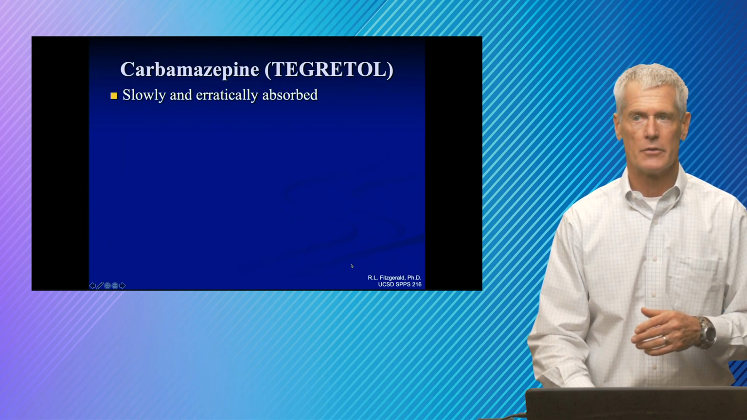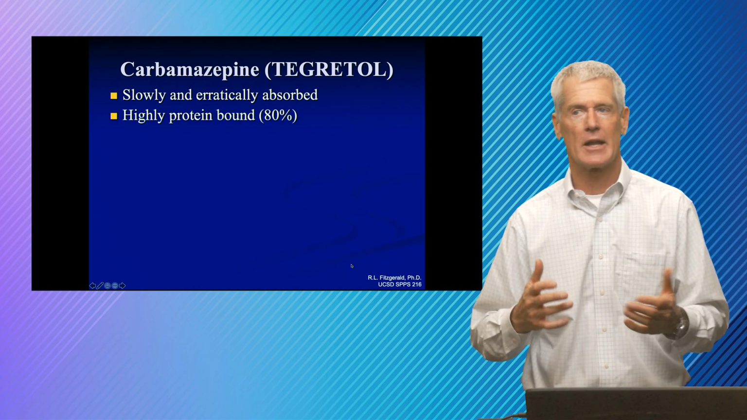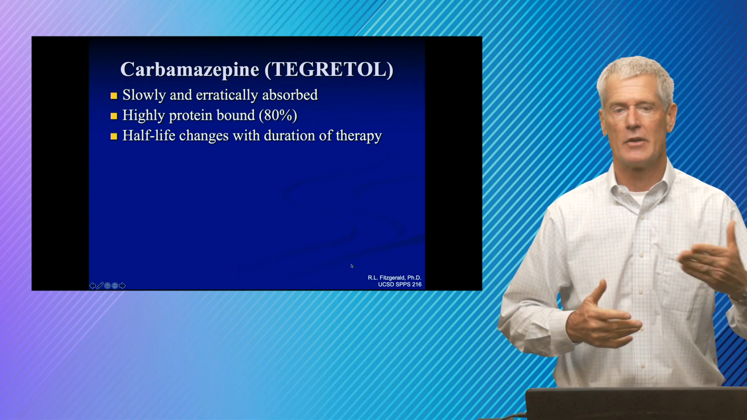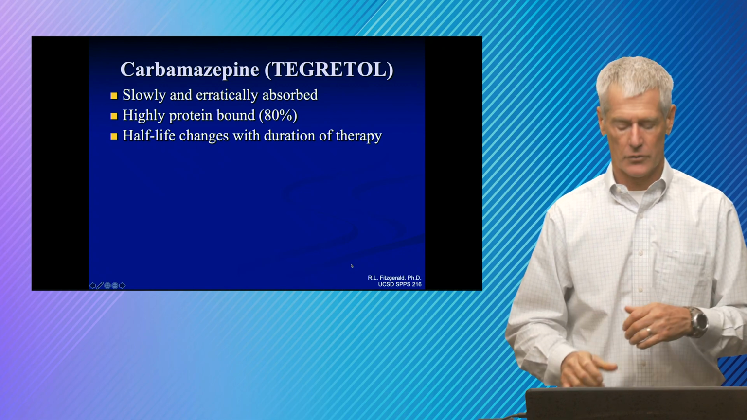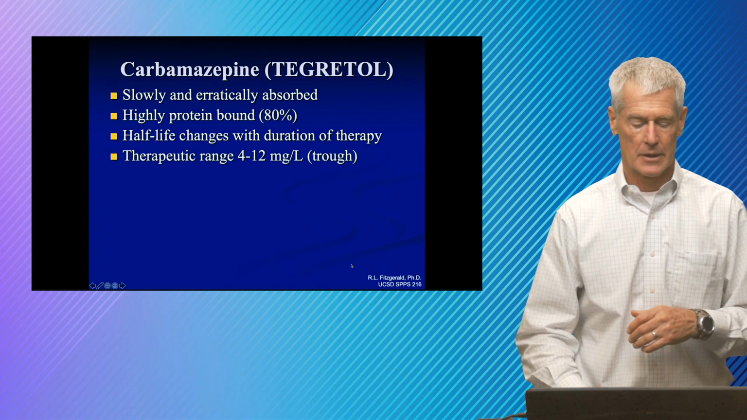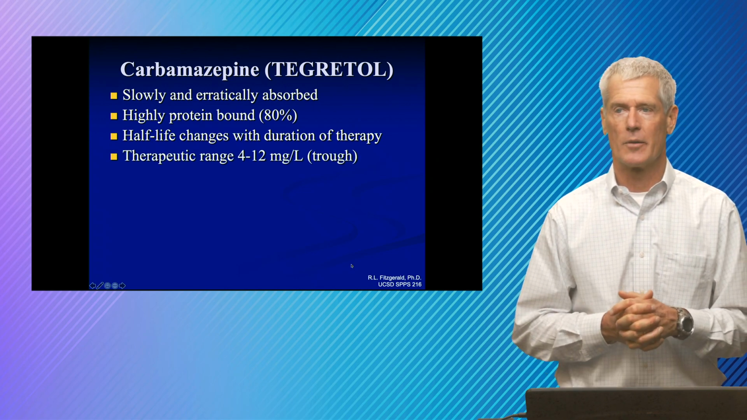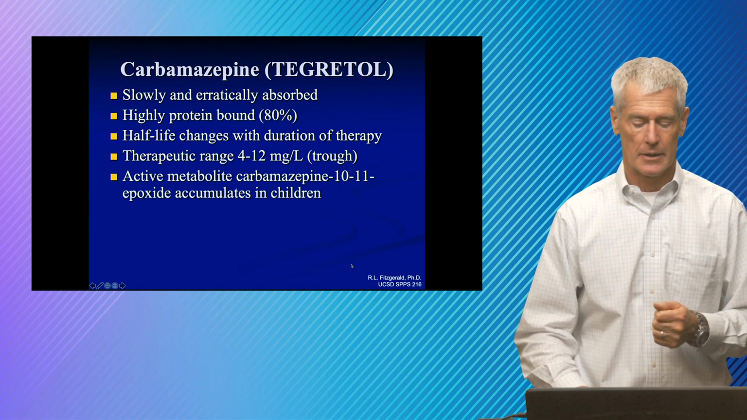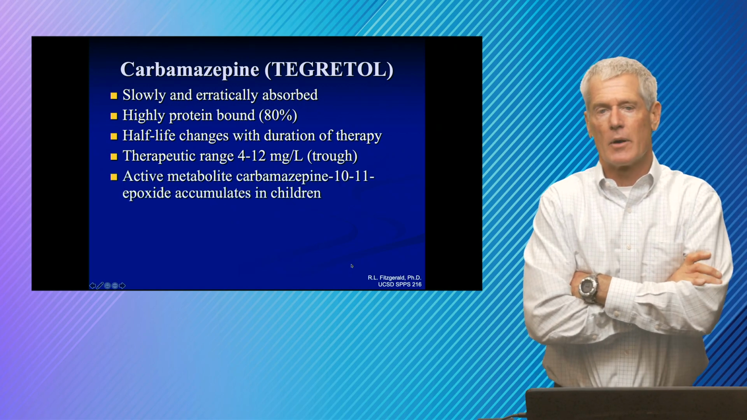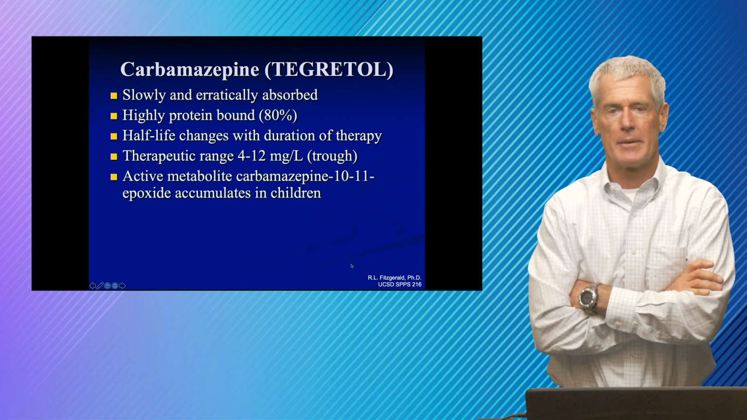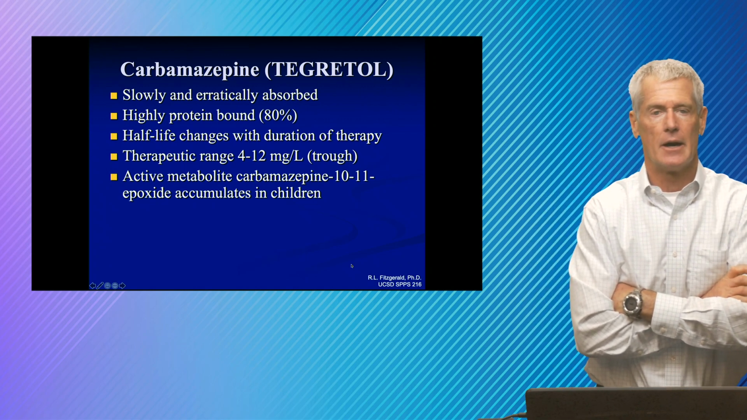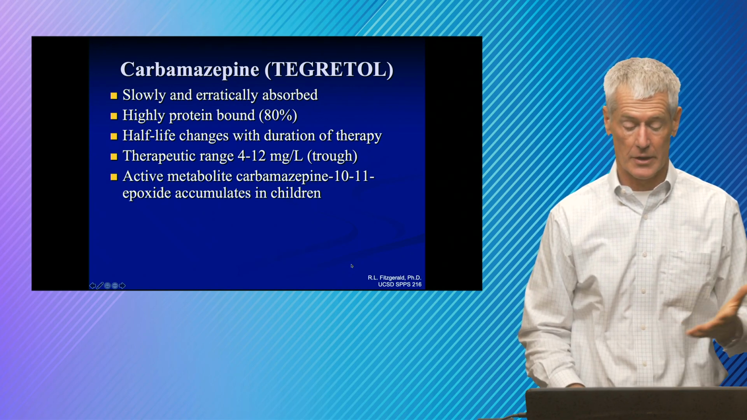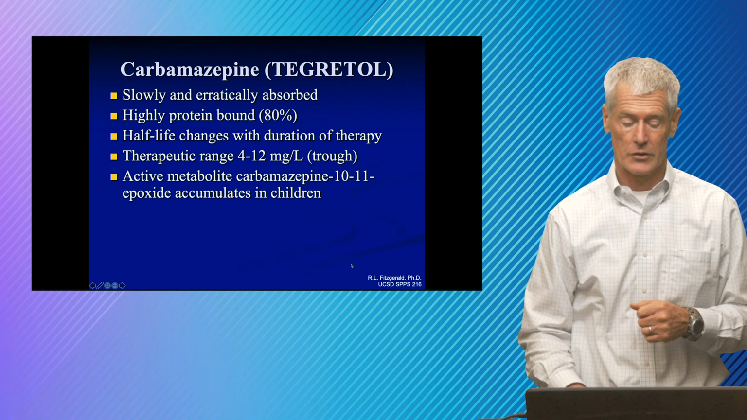Carbamazepine is erratically absorbed. It's highly protein bound. Those are sort of two triggers for doing TDM. Its half-life changes with therapy, so it induces its own metabolism. It has a fairly narrow therapeutic range, so 4 to 12 milligrams per liter as a trough. In kids, they form a specific metabolite, this carbamazepine 10,11 epoxide, that has activity and should be measured, or at least think about being measured if you're dosing children.